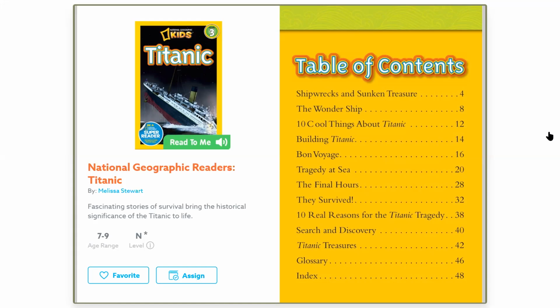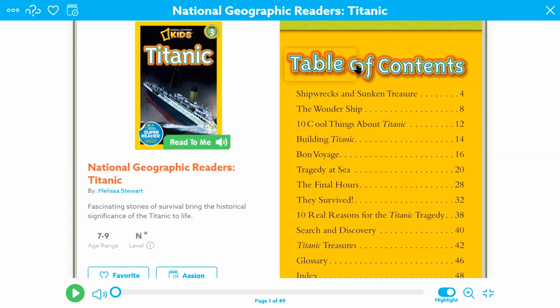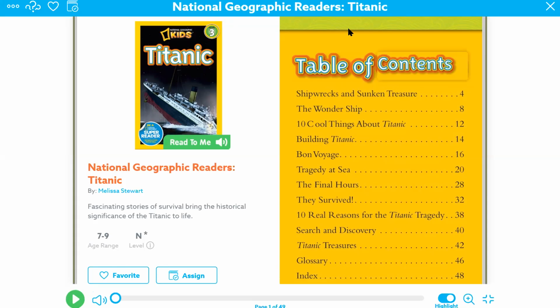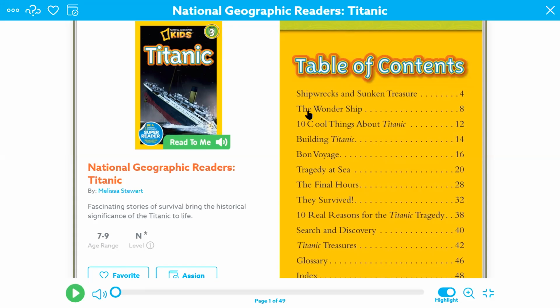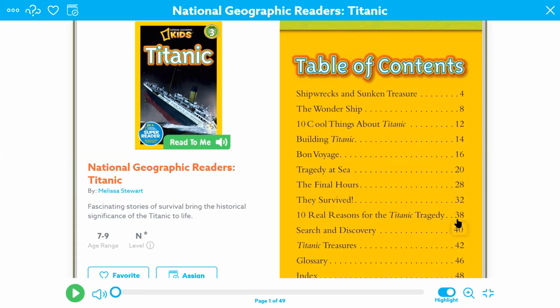On this page, there's a text feature right in front of us. What is this? The table of contents. And the table of contents shows us what's going to be in the book and where we can find it, what page numbers.